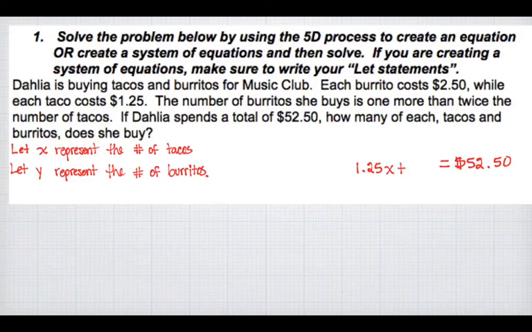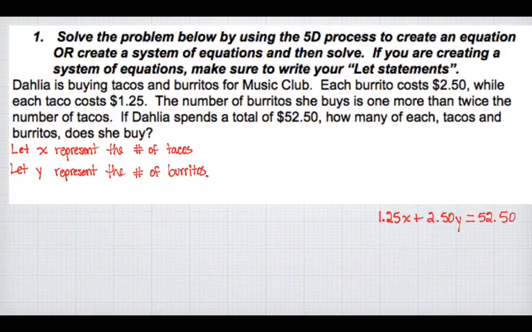Plus, she's going to add that to however much she spends on burritos. Well, each burrito costs $2.50. So I got to multiply $2.50 times however many burritos. Well, we have y burritos. So $2.50 times y burritos, then it's going to be 2.50y. So there's my first equation. 1.25x plus 2.50y equals 52.50. Let me rewrite this so it looks a little bit nicer. Okay, so there's my first equation, and it has to deal with money.